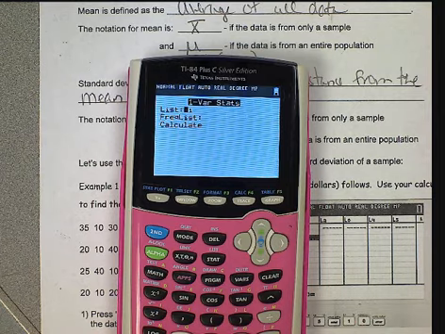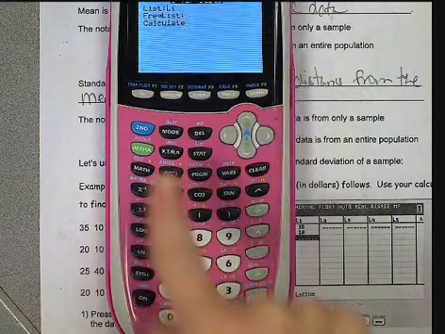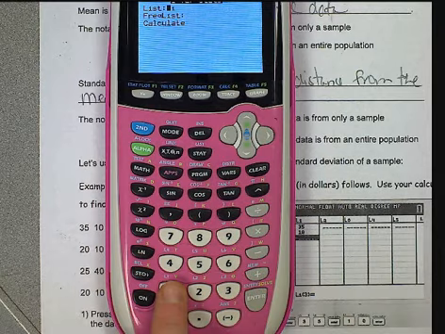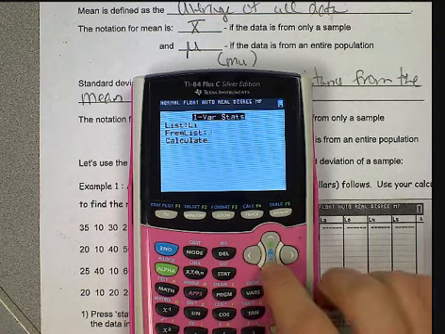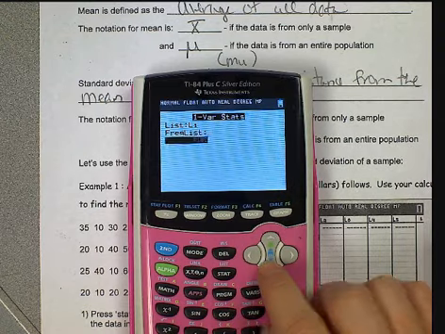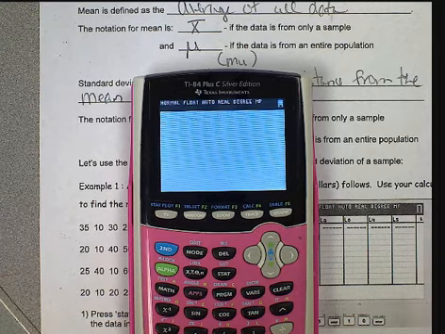Now my calculator has a newer operating system. Most of yours do as well. So notice it says list L1. That's what it should say. If it doesn't, hit second and the number 1, and it will change that to L1. Do not put anything under frequency list. Hit calculate. If you have one of the older calculators, you shouldn't have to do anything. Its default is L1.